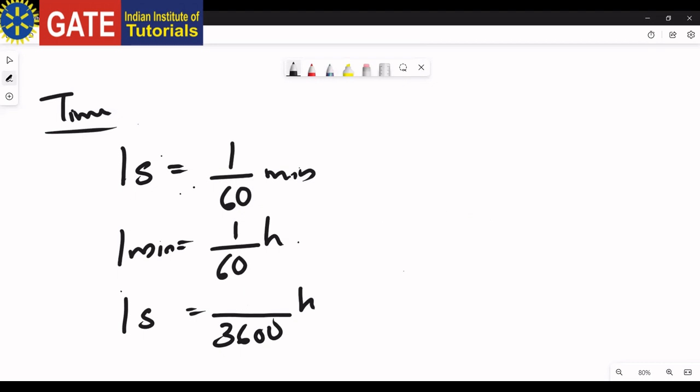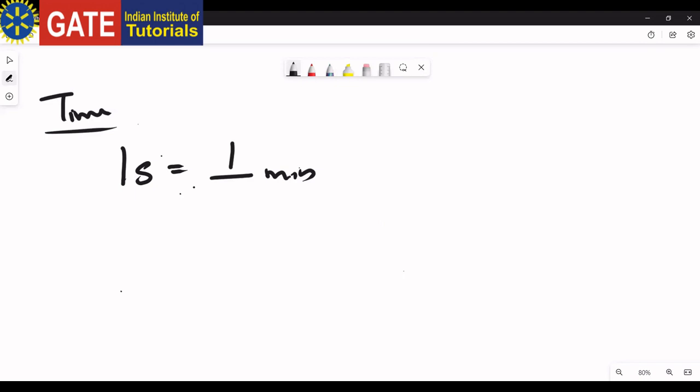Now time is okay to you, mass is okay to you, length is also okay. Conversions will be okay to you. So can I start with the dimensions? Yes. So you can write the heading as dimensions.